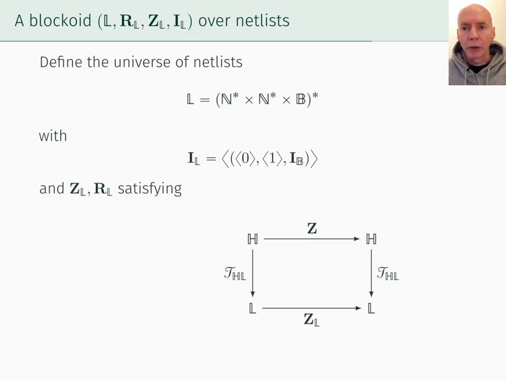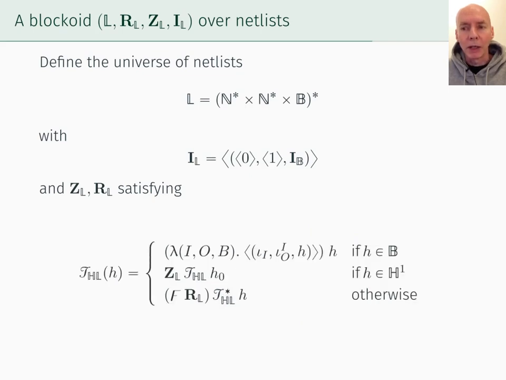Now, to enable automated transformation from our intermediate representation H to L, we need to make a blockoid out of L, which means we need to find definitions for operators RACL, ZL, and IL that do the same thing as we've just done informally with that diagram. IL is easy enough. It's just a unit list containing a triple with the block IB and the unit list 0 of input terminal numbers and the unit list 1 of output terminal numbers. ZL needs to be whatever makes this diagram commute, and RACL needs to make this diagram commute.